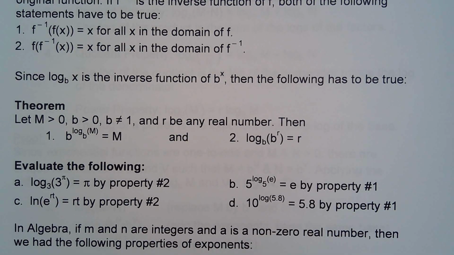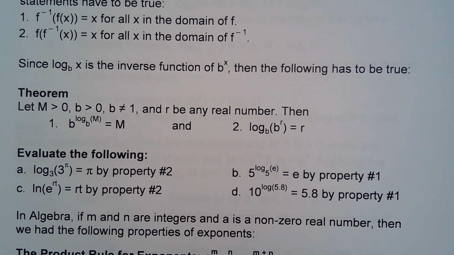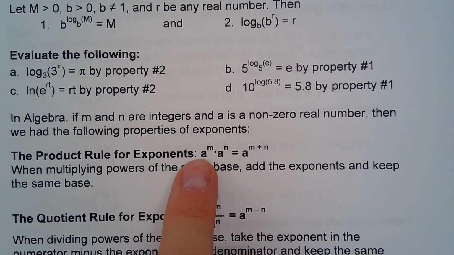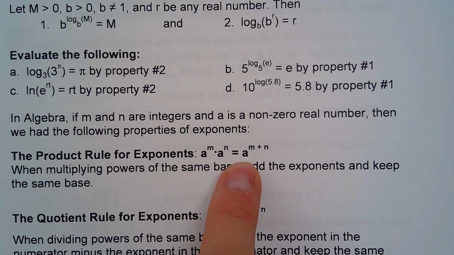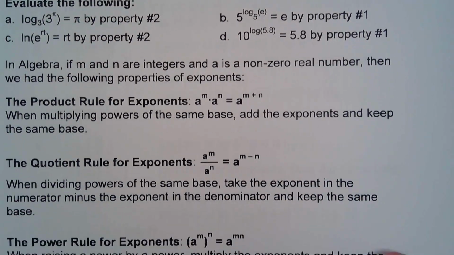Now in algebra, if m and n are two integers and a is a non-zero real number, then we have the following properties of exponents. a to the m times a to the n equals a to the m plus n. This is the product rule of exponents. When multiplying powers of the same base, add the exponents and keep the same base.